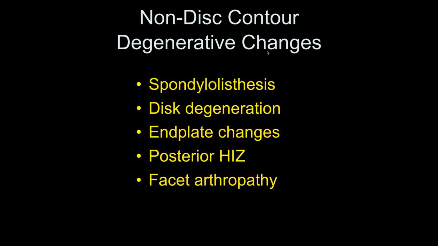So what other changes do we look at in the disc besides the contour changes, the disc protrusion that we've been talking about? Well, the other things that we look for, which may be a cause of symptoms in degenerative disc disease, are spondylolisthesis, the degenerative changes we talked about, bone end plate changes, we talked about the high intensity zone, and then also facet arthropathy.